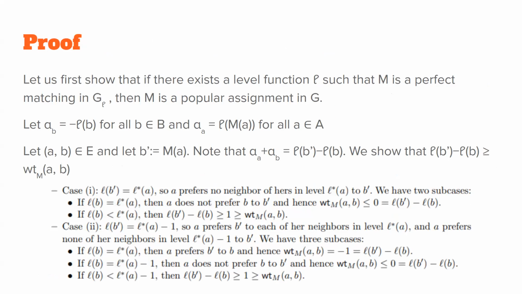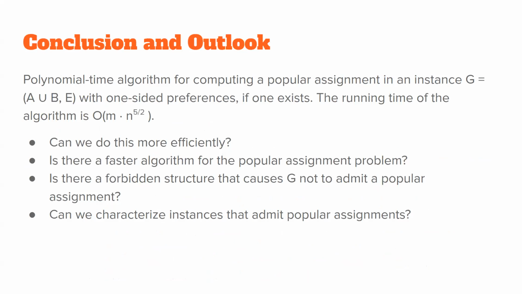So here's the proof. Let us first show that there exists a level function L such that if M is a perfect matching in GL, then M is a popular assignment in G. If we let alpha sub B equal the negative level of B for an object in B, and alpha sub A be the level of the matching of A for all agents in A, we can let an edge AB exist in E and let B prime equal A's match. So these cases basically show that the weight of AB is less than or equal to the level of B prime minus the level of B, which is equal to the alpha of A plus the alpha of B. Hence, alpha is a dual certificate for M, and thus M is a popular assignment.